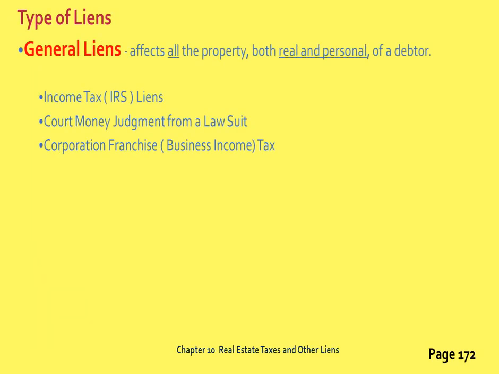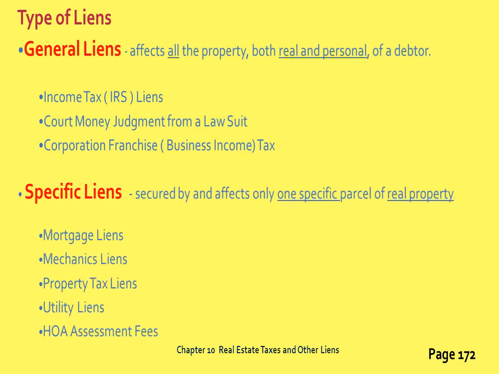Other terms: general liens affect all property. You might think of general liens as being dangerous liens in that they affect everything that you own, all real and all personal property that you own, whereas specific liens only attach to one item or one specific parcel of real property.